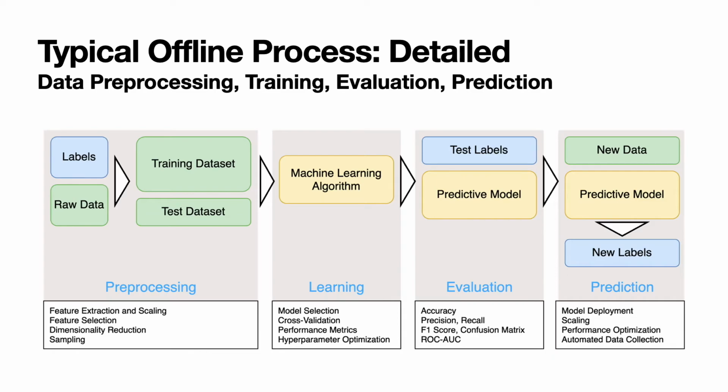After the preprocessing is finished, you have your training dataset and test dataset ready to train the algorithm. And now we are moving to the second stage, which is training and learning. Here, first we select the model appropriate for the task. Hyperparameter optimization stands for selection of the best possible learning rate, number of layers in a neural network, and number of neurons in a layer.